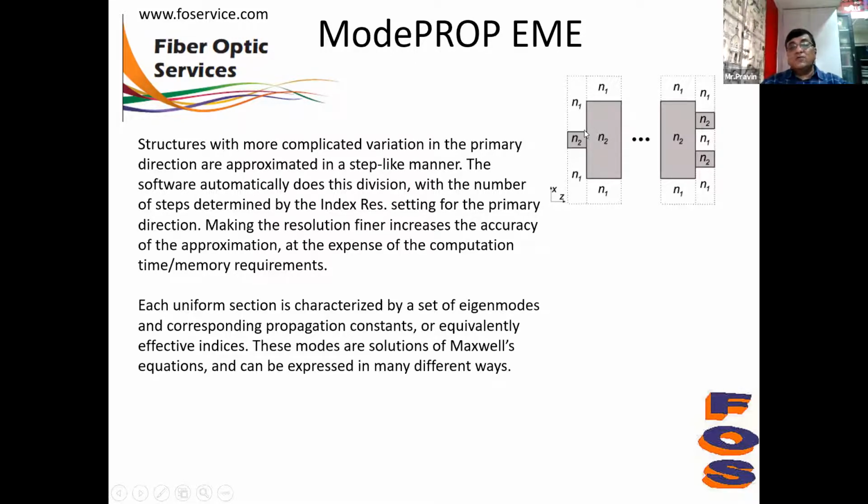wherever there is a uniform refractive index, it considers that as one region, and it divides the region into several step-like regions. And each uniform section is characterized by a set of eigenmodes and corresponding propagation constants, or equivalently effective indexes.